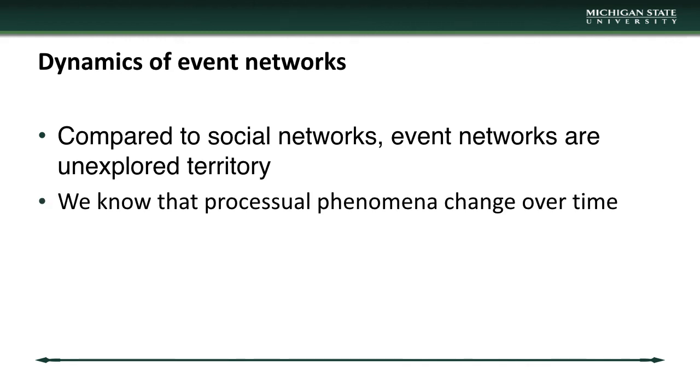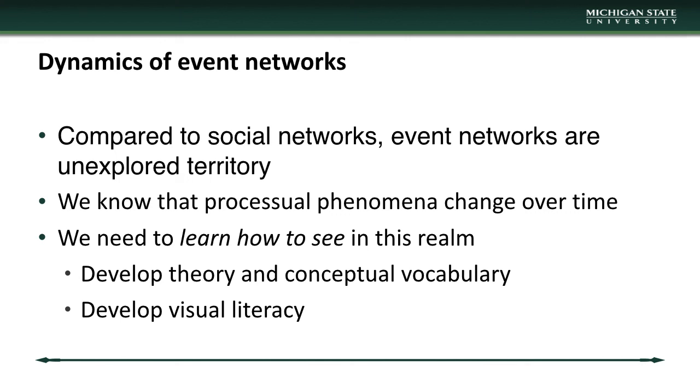We know that processual phenomena change over time, right? That's kind of a given. And you can see that here in this data. But what we need, I think, is to learn how to see these changes, right? We need to develop theory and conceptual vocabulary to help understand the trajectories of event networks, the dynamics of event networks, and we need to develop visual literacy so when we see something in these graphs, we understand how to interpret it. And this is basic research. We're just kind of getting started with it.